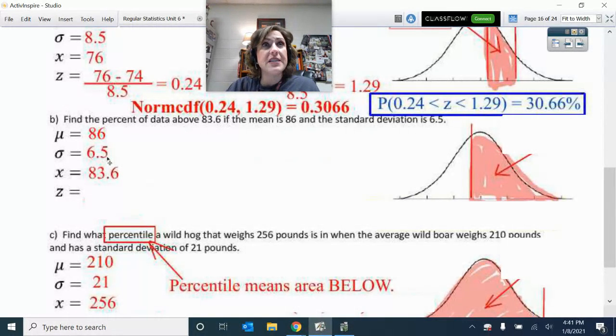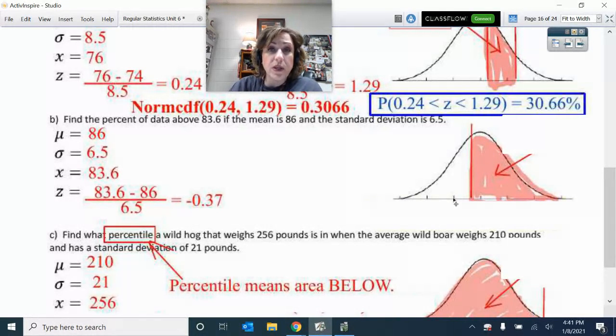All right, next we want to go find the percent of data above 83.6 with a mean of 86 and a standard deviation of 6.5. So our x value is 83.6. So our x minus the mean over the standard deviation. So look at our z-score. It's just barely below the mean. So negative 0.37, not quite a whole number standard deviations below.